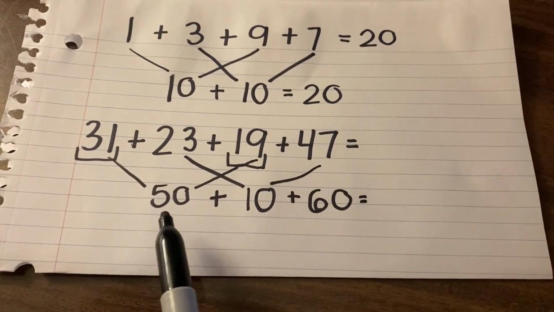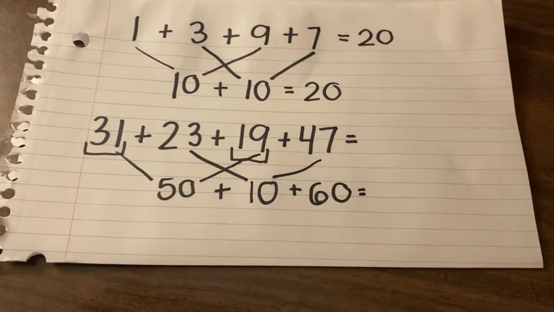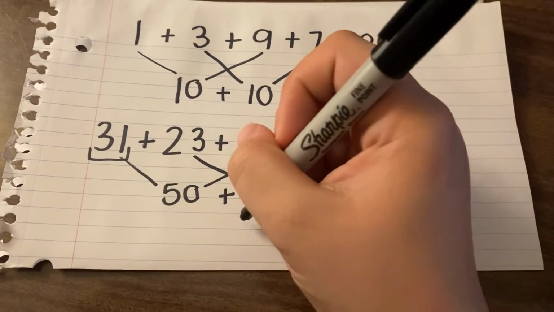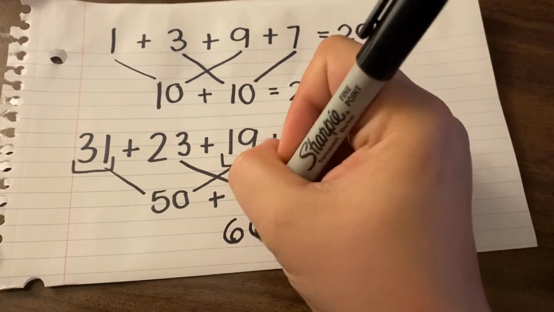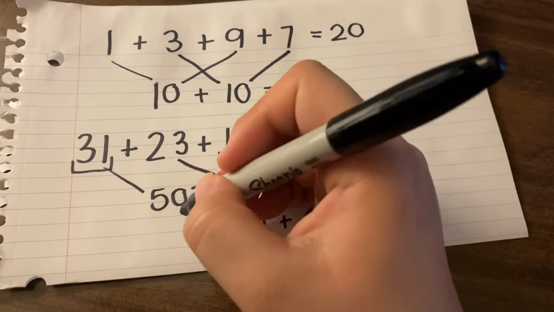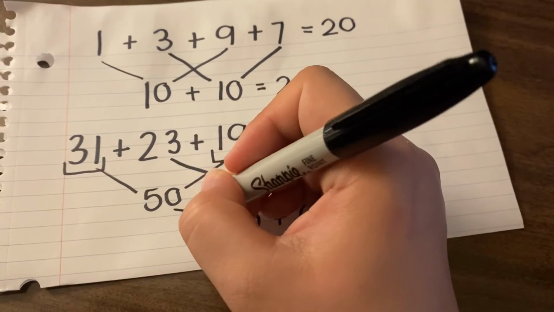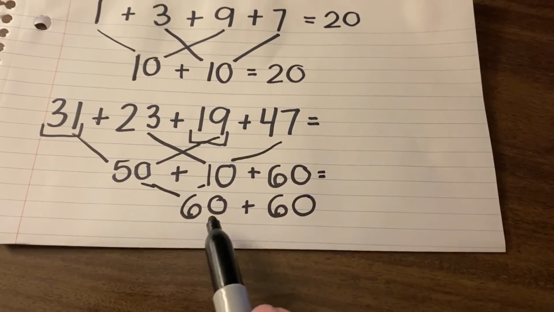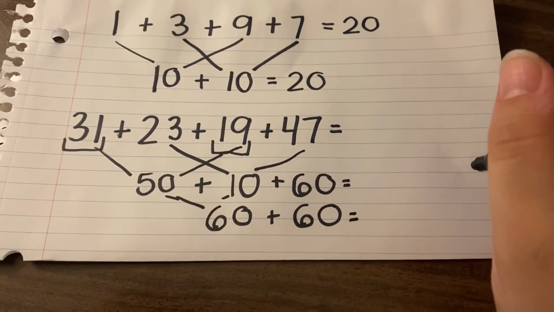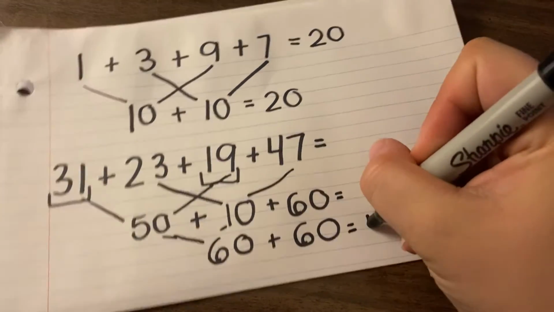I know 50 plus 10 equals 60. So then I have 60 plus 60. What will that equal? 120.